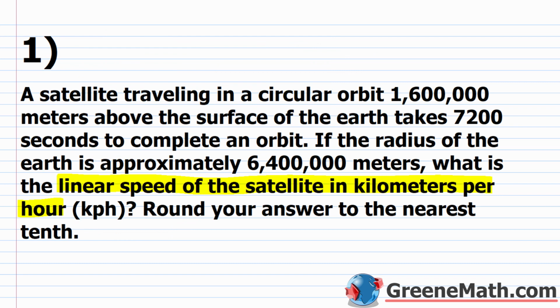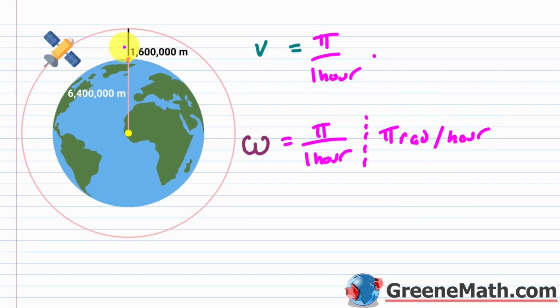If you go back up, you'll see that the satellite is traveling in a circular orbit, and it's 1,600,000 meters above the surface of the Earth. Okay, well, here's the surface of the Earth, so it's above that by 1,600,000 meters. But you also have to take into account from right here, which is the center, going all the way up to the top part right there, that's going to give us a radius of 6,400,000 meters. So we have to add these two together to get the radius of this bigger circle here, which is the path that my satellite is following. Okay, so what I want to do is add those two together, and that would give me 8 million meters.